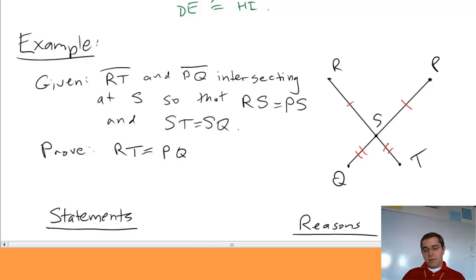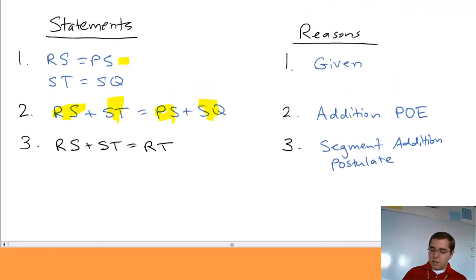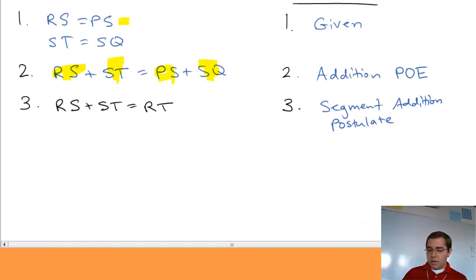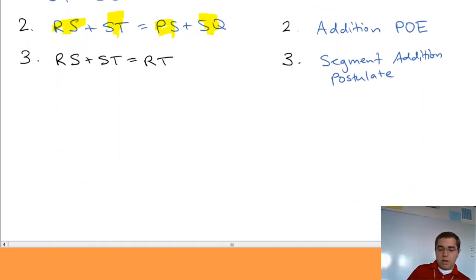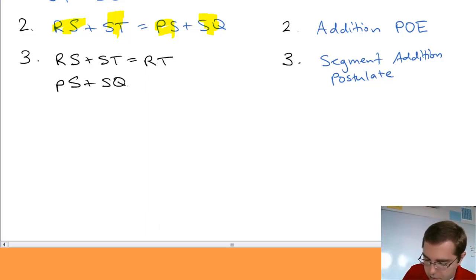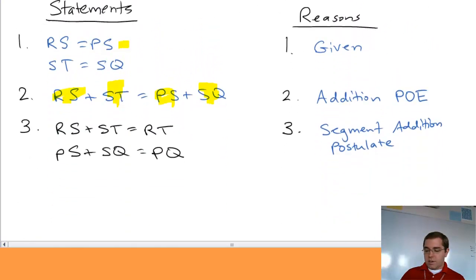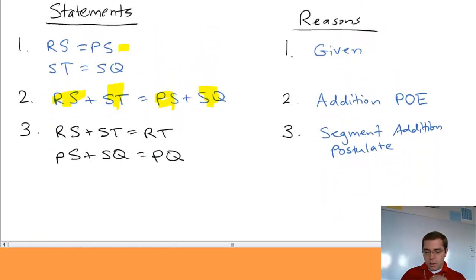Well, we can make the same statement about PQ, that PS plus SQ equals PQ. So let's do that. Since we'll use the same reason, the segment addition postulate, we're going to include that within statement 3 rather than writing it as a separate statement because we're using the same reason. So PS plus SQ equals PQ. Again, by the segment addition postulate. So those two statements together are statement 3 because they share the same reason, the segment addition postulate.